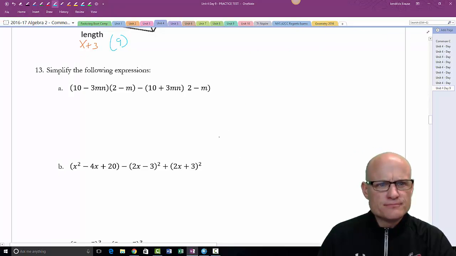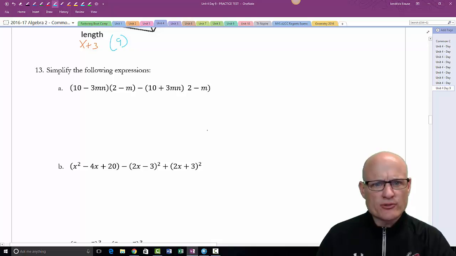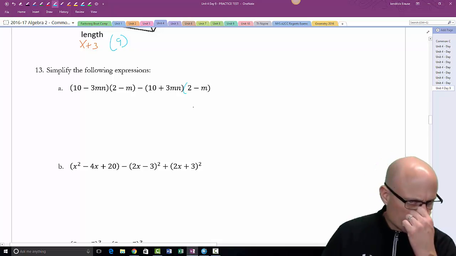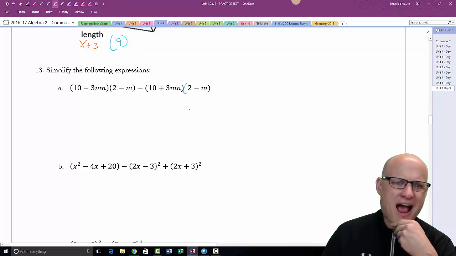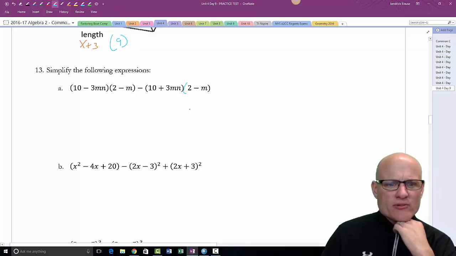All right. Simplify the following expression. Oops. Missing a parenthesis there. Wow, what am I going to do with this thing?